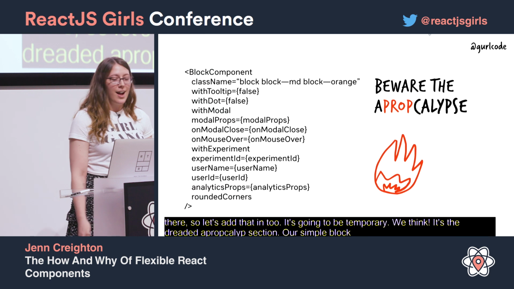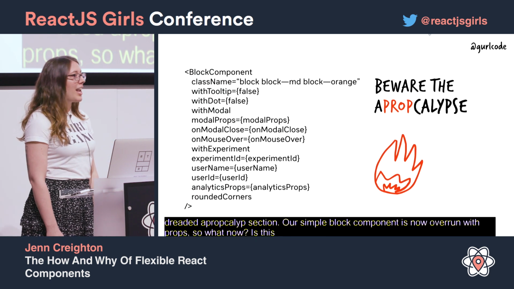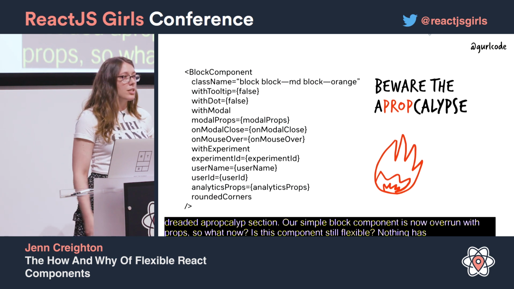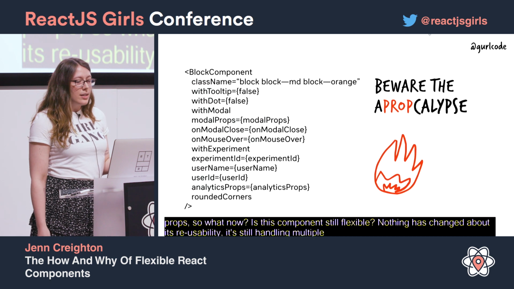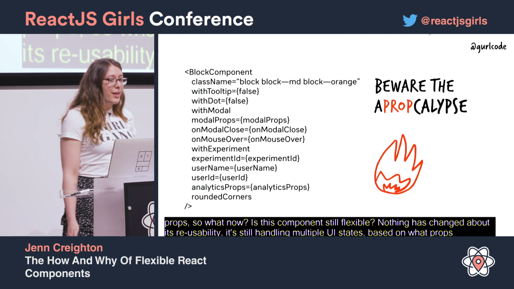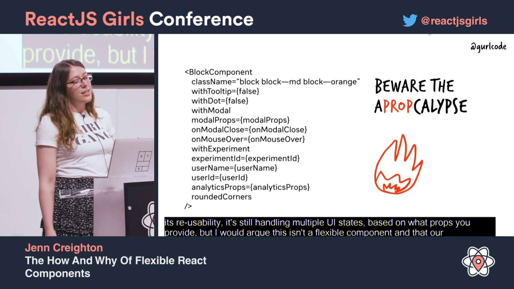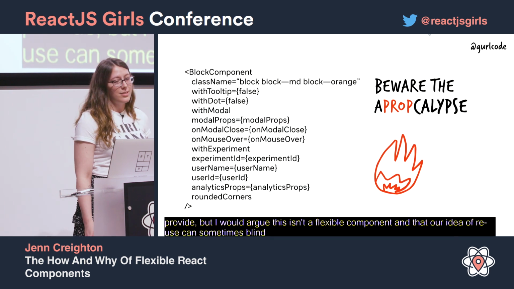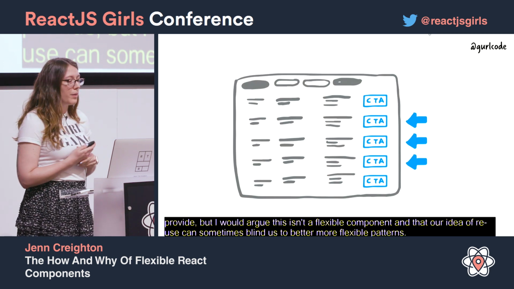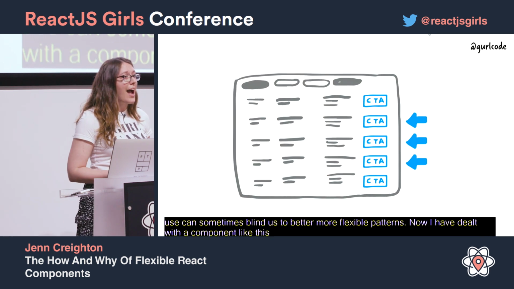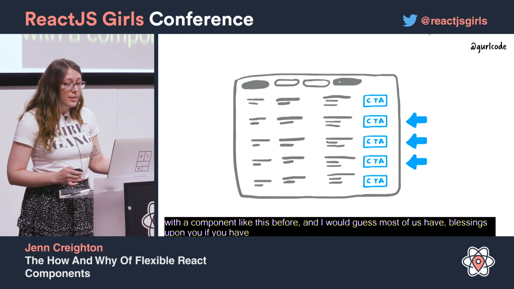So what now? Is this component still flexible? Nothing has changed about its reusability. It's still handling multiple UI states based on what props you provide. But I'd argue this isn't a flexible component, and that our idea of reuse can sometimes blind us to better, more flexible patterns. Now, I've dealt with a component like this before, and I'd guess most of us have. Blessings upon you if you have not. May you never have to.